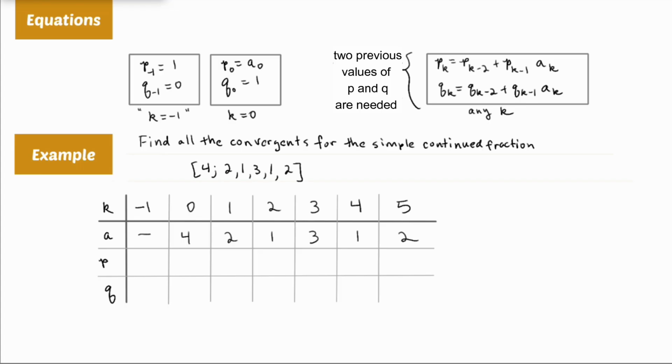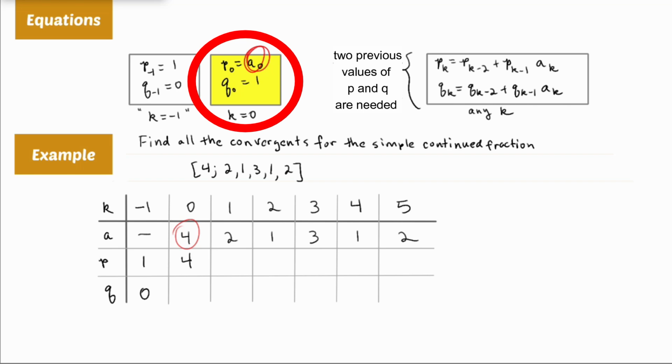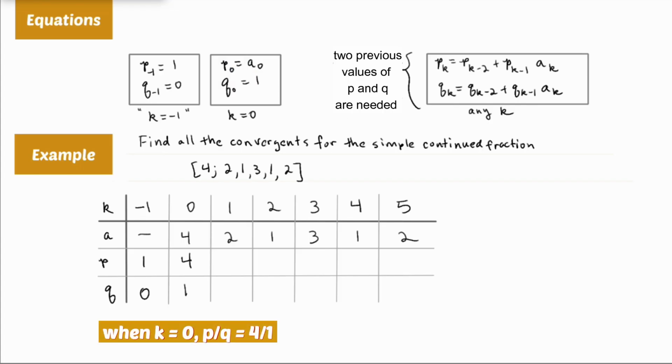Now we're ready to start finding p and q for each k. We'll start with this equation for when k equals minus 1. p sub minus 1 equals 1, and q sub minus 1 equals 0. We can just write these in the table. Now we use this equation for when k equals 0. p sub 0 equals a sub 0. Here is the value of a sub 0. It's 4. So we write 4 in the spot for p sub 0. And q sub 0 is 1. So we just write 1 in the spot for q sub 0. We have the first convergent now. p over q is 4 over 1.